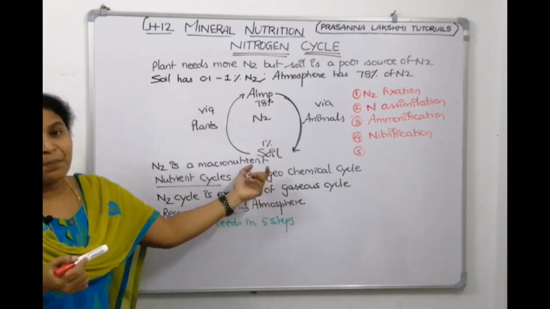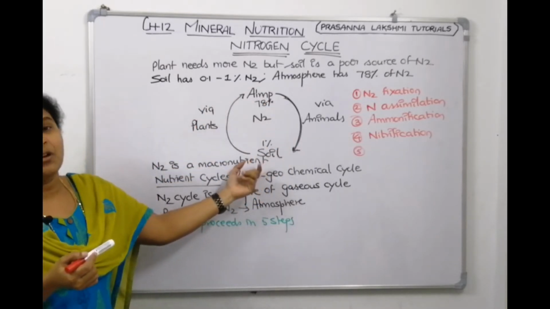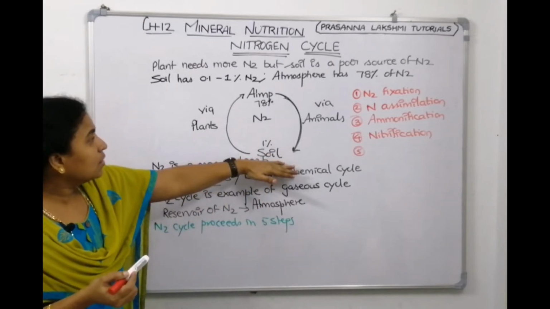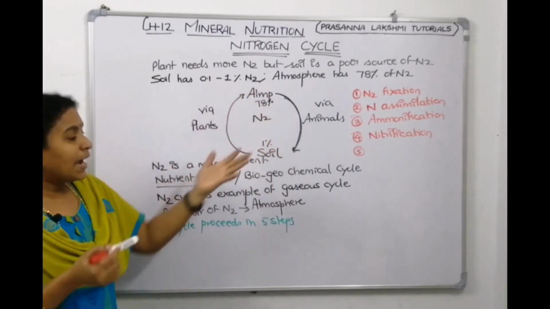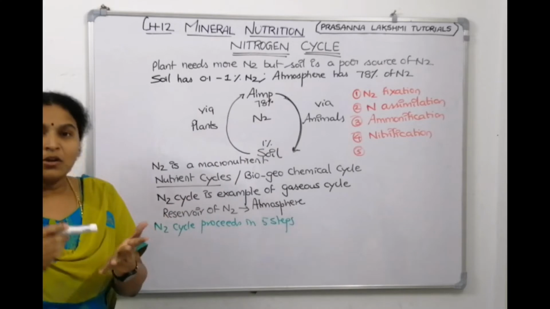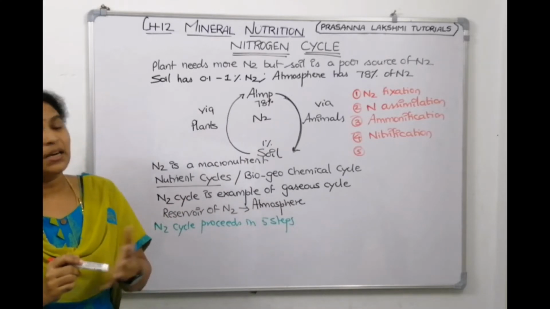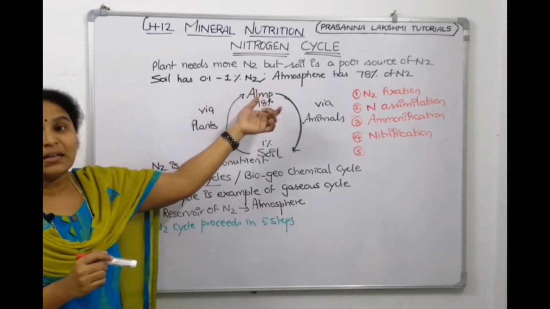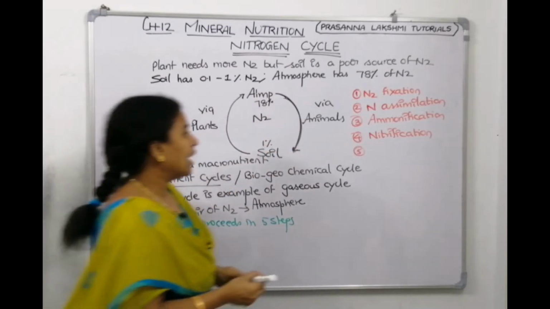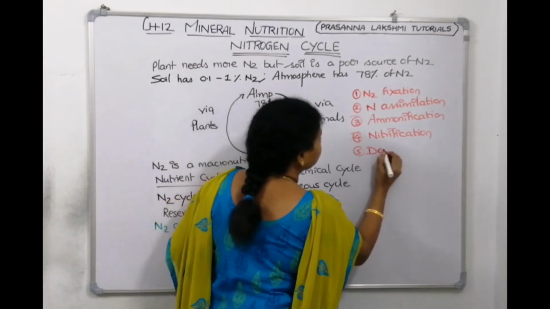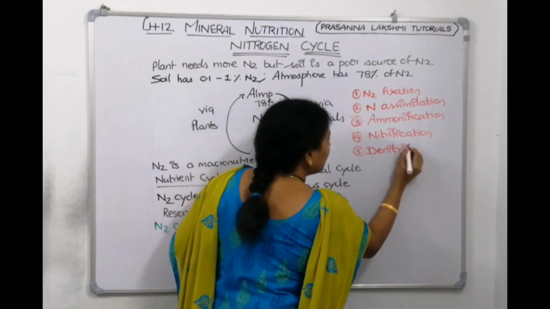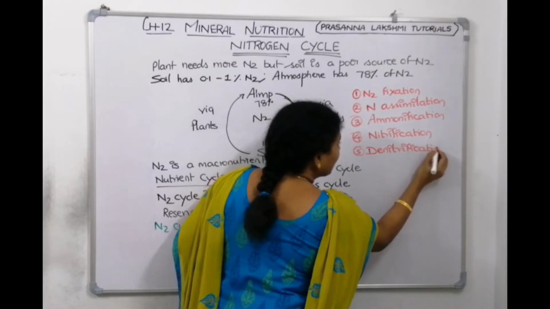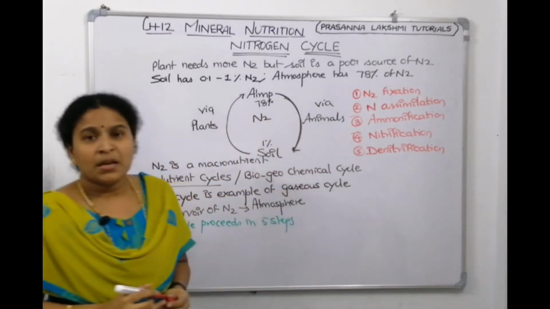The last step is called denitrification, where soil nitrogen goes to atmosphere. Means either ammonia or nitrate gets converted to nitrogen gas. That is called denitrification. That is the last step, children. What is the last step? Denitrification. All these 5 steps in the previous lecture.